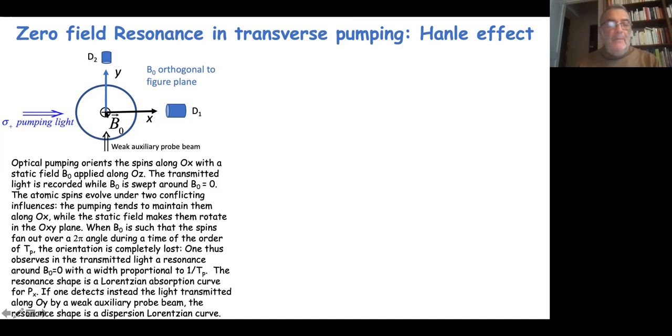Then you start applying a small magnetic field in the transverse direction, and you look at what happens. And in fact, what we see is that the transmission of the light along the x direction increases. What happens? There is a competition between the optical pumping, which tends to maintain the atoms along the x-axis, and the Larmor precession, which tends to make the spins fan out in the x-y plane and go around in this plane. And if the magnetic field is such that you can have a large Larmor precession angle during the pumping time Tp, then the average value of the spin will be reduced, and you will have more absorption of the light along the sigma plus direction.